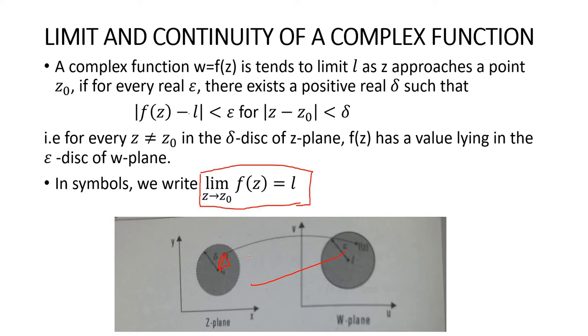So for finding the limit of a complex function, we find the limit along all these possible paths, and if along all these paths the limits are unique, then only the limit of the complex function exists.